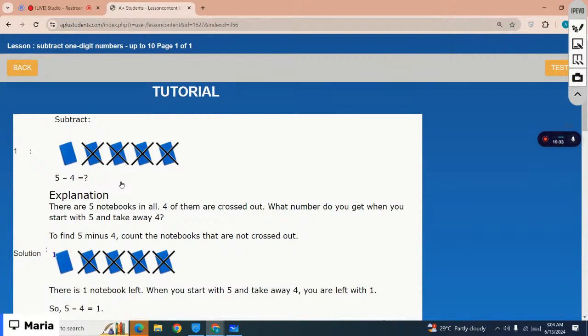That means you have total 5 notebooks. 4 of them are crossed. You're left with only one. So 5 take away 4 is 1. Got it? Basically, that's the concept. Taking away means you remove the things or you give it to someone else, right? Let's just start with the test questions.